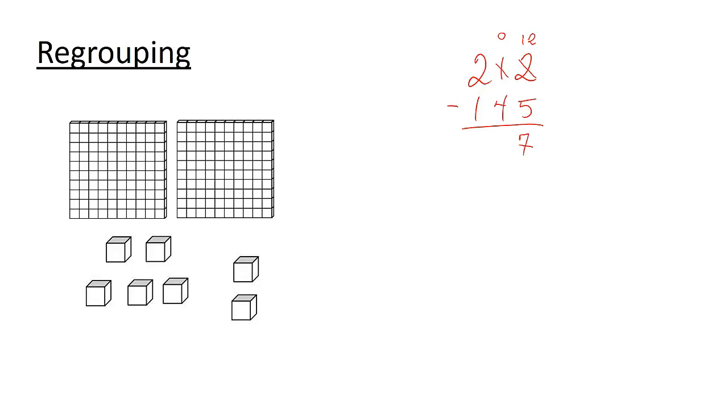Next, we move to the tens column. Well, we don't have any tens in our model, and we need to take away 4 of them.